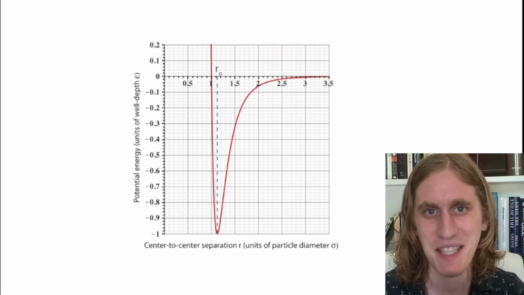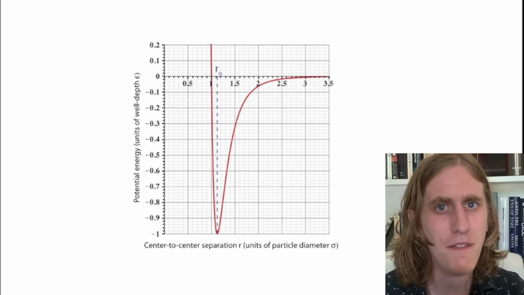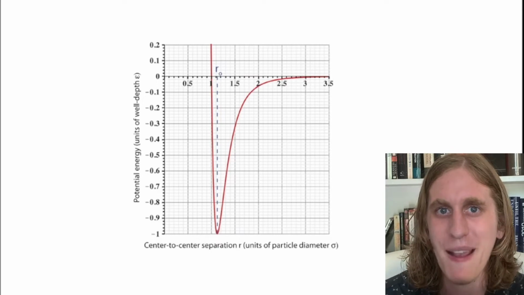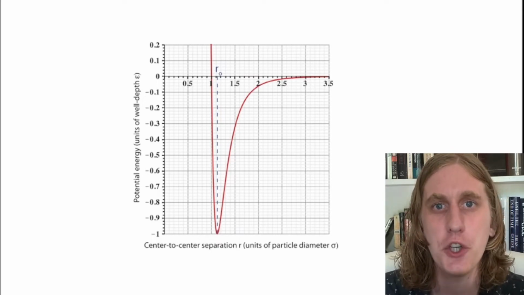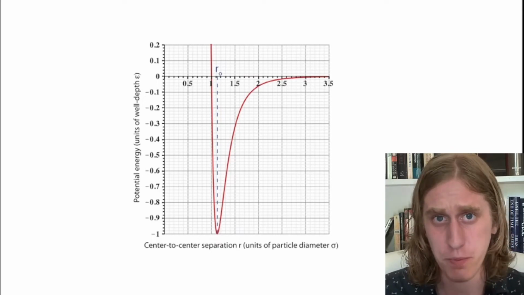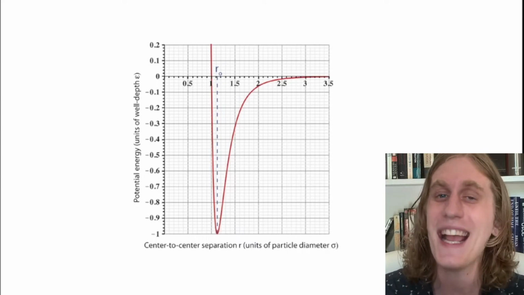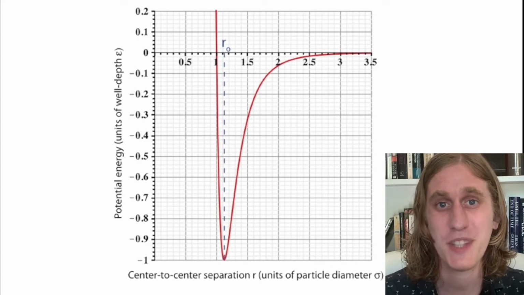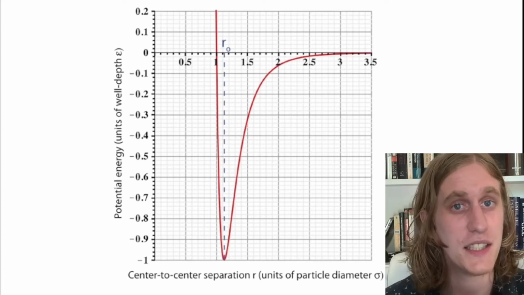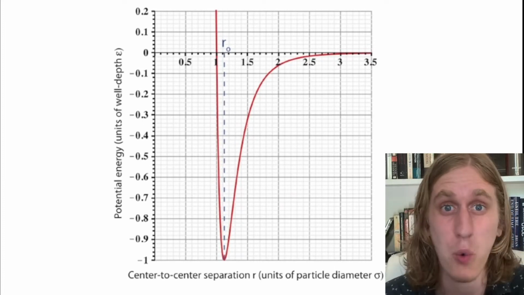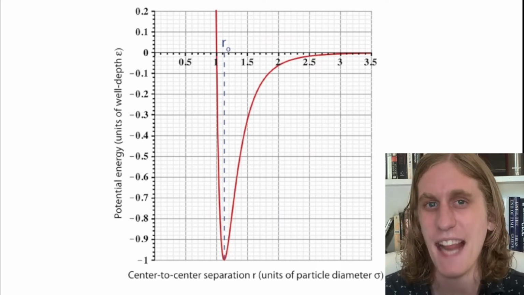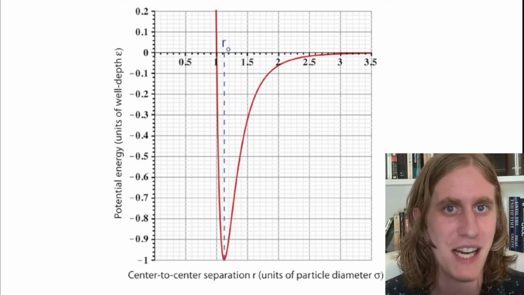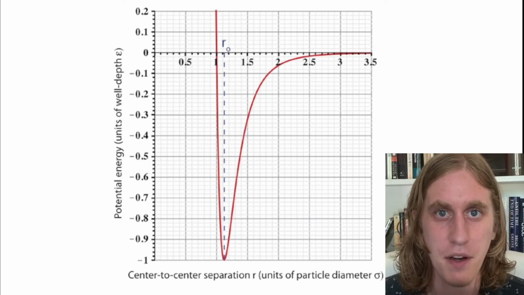Now, a couple things to consider. First off, this is actually not a potential energy graph for a single particle. It's a potential energy graph for two particles. The Lennard-Jones potential describes the way that two particles together are going to interact. So the distance on this horizontal axis is actually the distance between two particles. And the energy on the vertical axis is actually the amount of potential energy that the two particles have together.